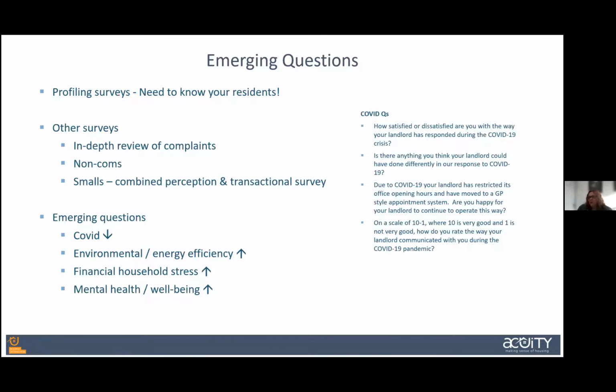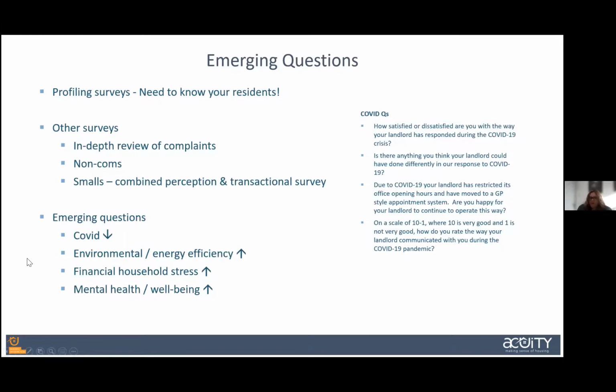In terms of emerging questions, fewer and fewer landlords are asking about COVID. I think we've got about 32 landlords at least still asking these questions. How have we responded? Is there anything we've done differently? In terms of the way we've changed our communication and offices, do you think that's a good thing? Should we continue with that? So we do see some COVID questions still in there, and we're not sure with the pandemic where it's going, but they are still in some surveys.